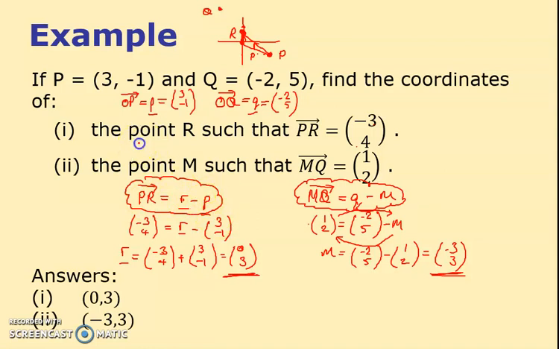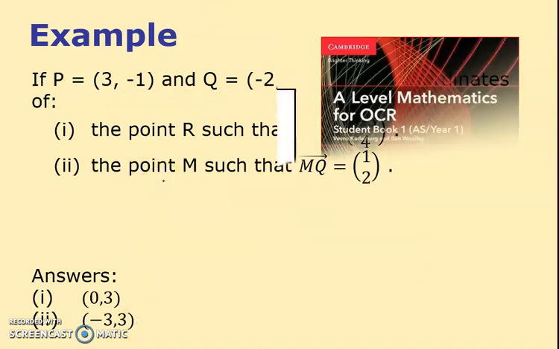Look, it says find the point. It doesn't say find the vector. So actually, I was right here to change it. 0, 3 does become 0, 3 as a coordinate. Minus 3, 3 is right. But technically I should write it as a coordinate because it says find the point M, not the vector. And that's it.